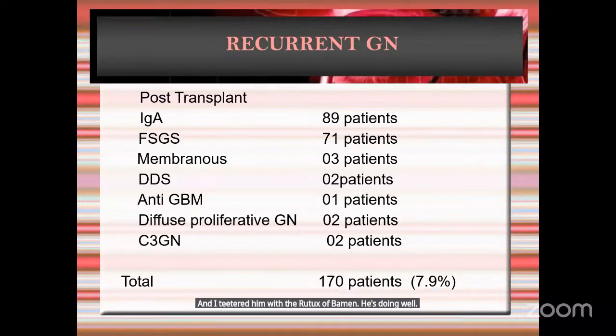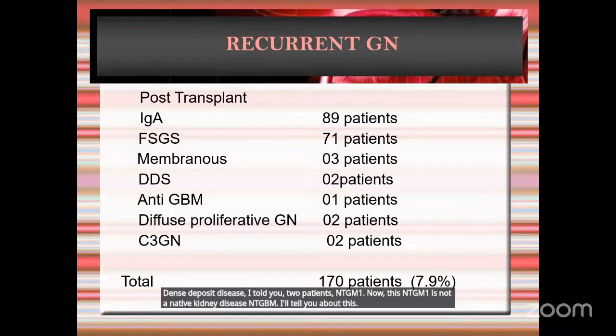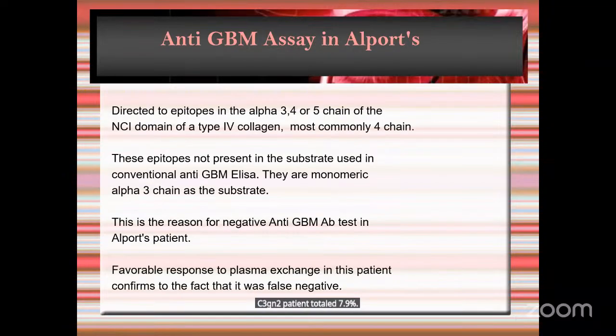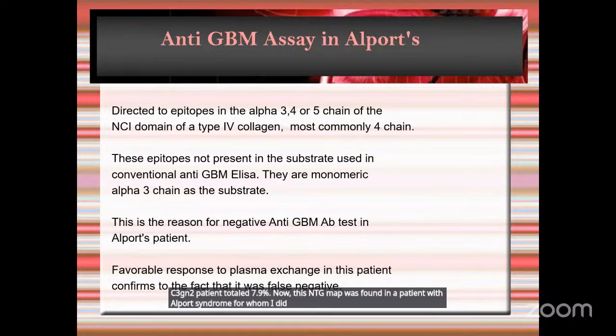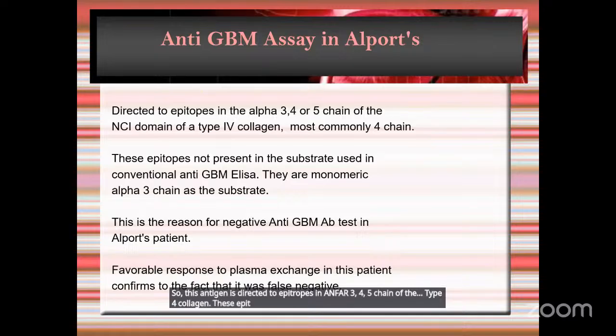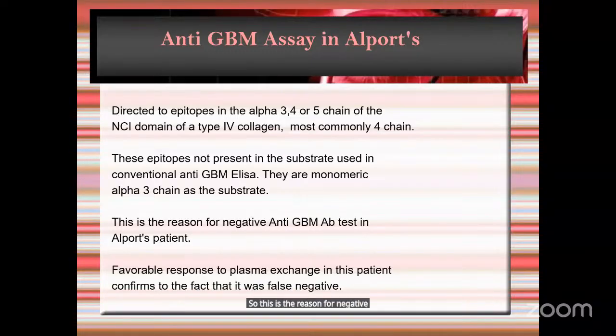Dense deposit disease, I told you 2 patients, anti-GBM 1. Now, this anti-GBM is not a native kidney disease anti-GBM. I'll tell you about this. C3GN 2 patients, total 7.9%. This anti-GBM was found in a patient with Alport syndrome for whom I did a second transplant. This anti-GBM is directed to epitopes in the alpha 3, 4, 5 chain of type 4 collagen. These epitopes are not present in the substrate used in the conventional anti-GBM sera. So this is the reason for a negative anti-GBM test in Alport's patients.